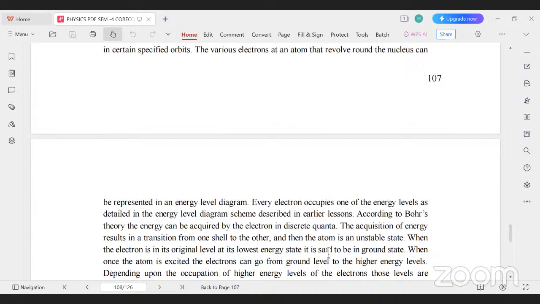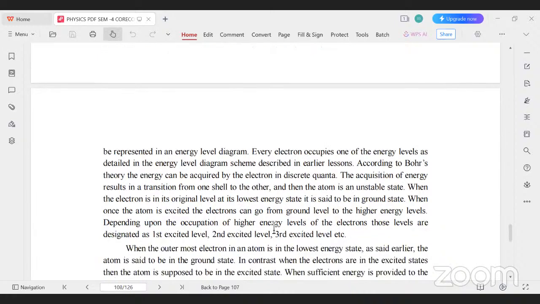Then the atom is in an unstable state. When the electron is in its original level, at its lowest energy state, it is said to be in the ground state. Once the atom is excited, the electron can go from the ground level to higher energy levels. Depending upon the occupation of the higher energy levels by electrons, those levels are designated as first excited level, second excited level, third excited level, etc.